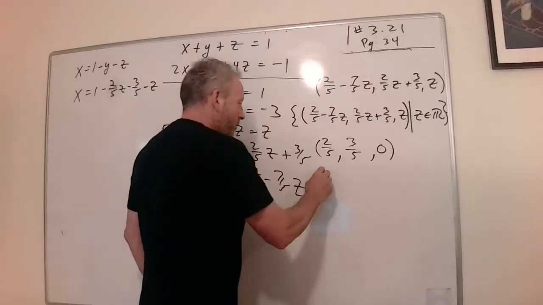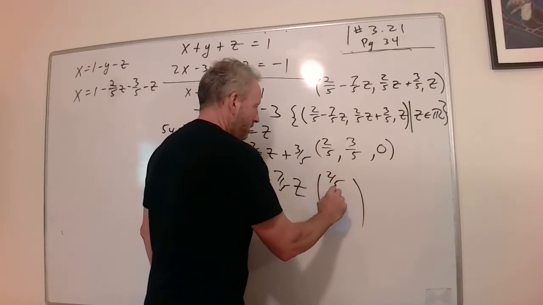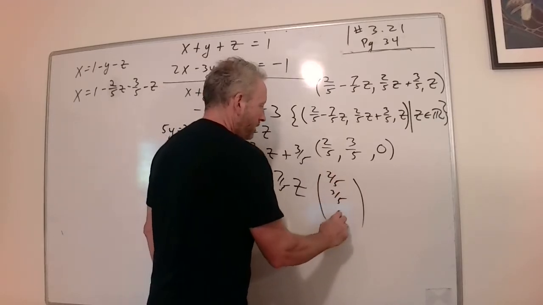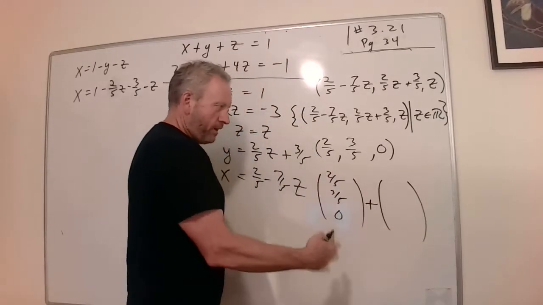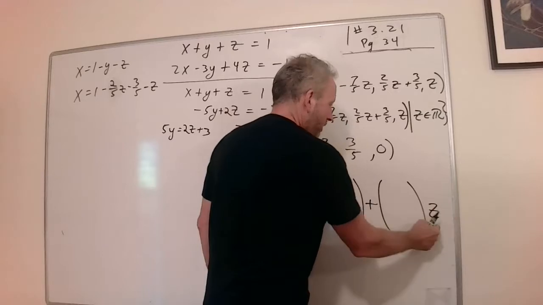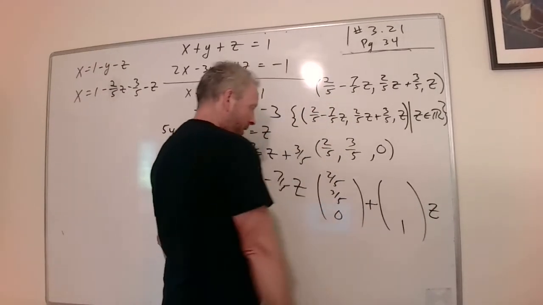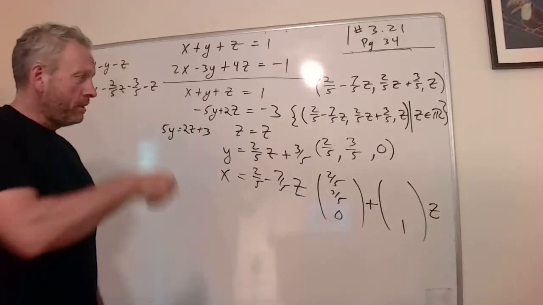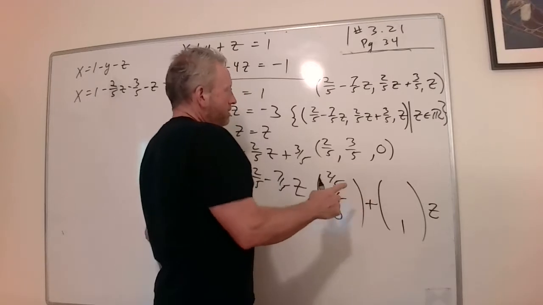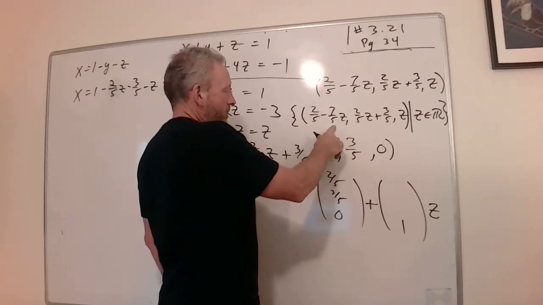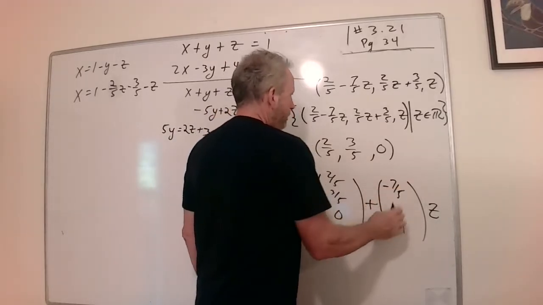Now, how are we going to write this? We're going to write this as the textbook does. There's x, there's y, there's z, plus some vector times z. There's our free variable. Now, what should it be? Well, z is z, so we need a 1 down there. What do we need in the other two spots? Let's see. What is x in general? Well, x in general is 2 fifths minus 7 fifths of z. There's our 2 fifths. So here's minus 7 fifths.